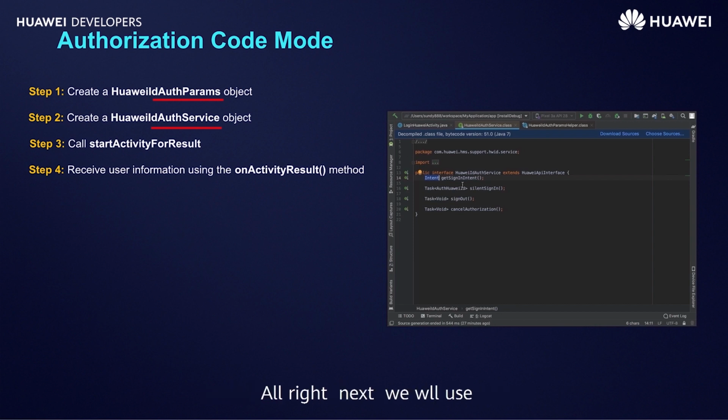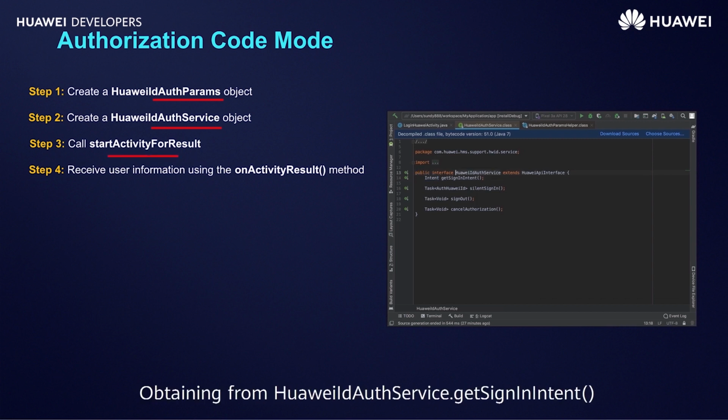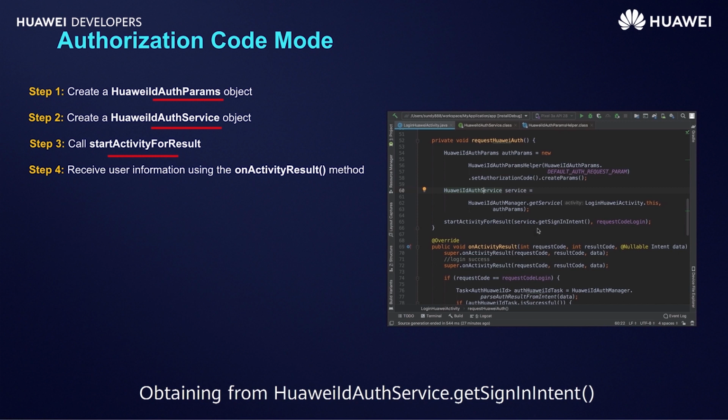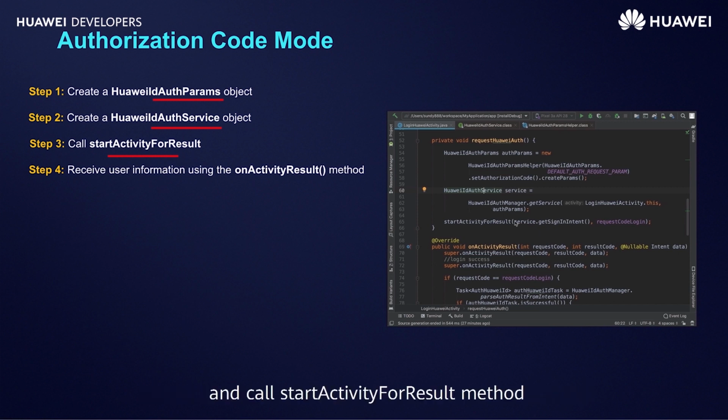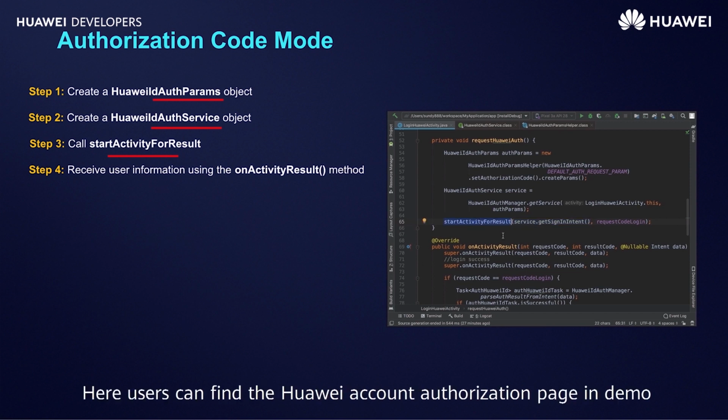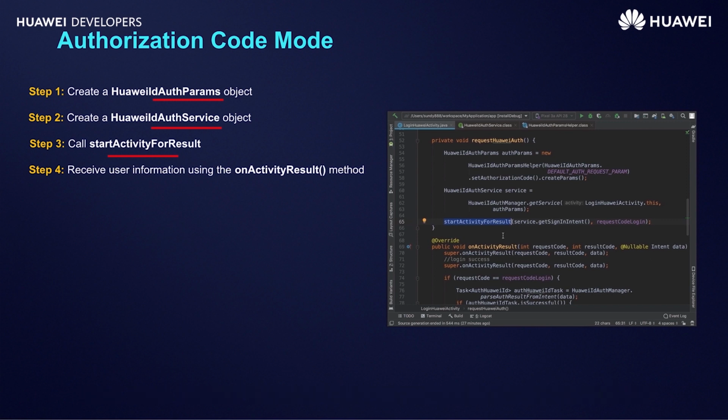Alright, next, we will use the intent information obtained from Huawei ID auth service getSignInIntent, and call the startActivityForResult method to pull up the user's authorization page. Here, users can find the Huawei account authorization page in the demo. After successful confirmation of the authorization, we can receive the information we need in the onActivityResult method.